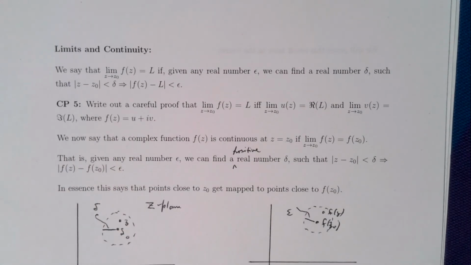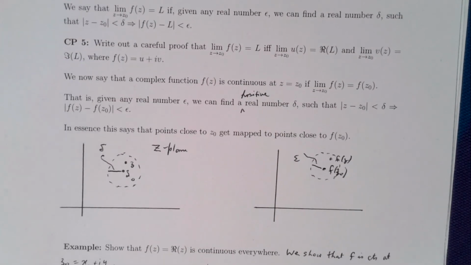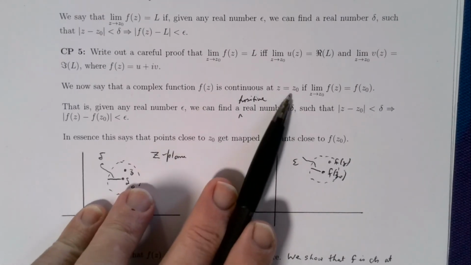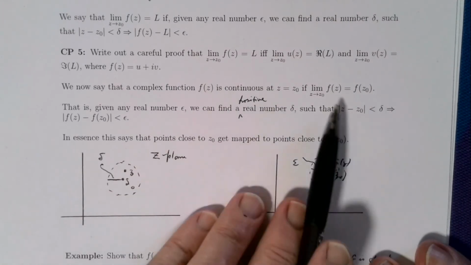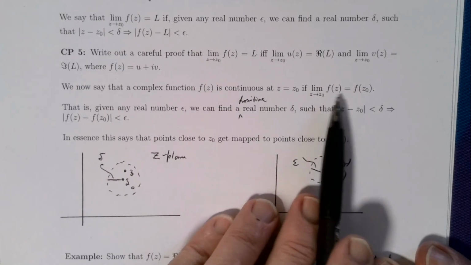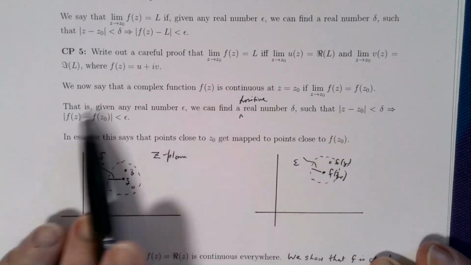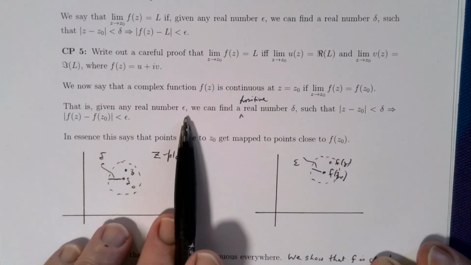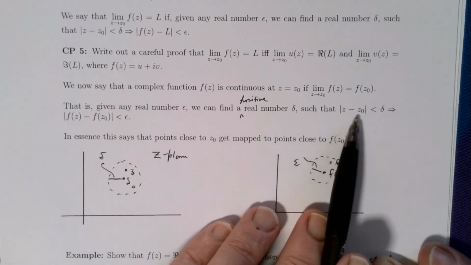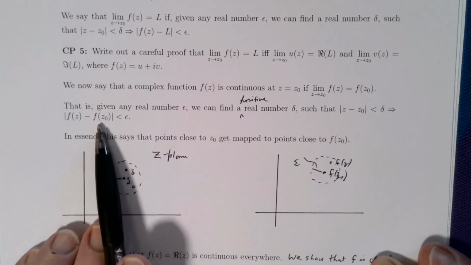Something which you might expect to be true, but nice to write out a careful proof of that. So we say that the function f of z is continuous at z0 if and only if the limit as z goes to z0 of f of z, well, this assumes it exists, and it equals f of z0. That is, given any real number epsilon, we can find a positive real number delta, such that if z is within delta of z0, then f of z is within epsilon of f of z0.